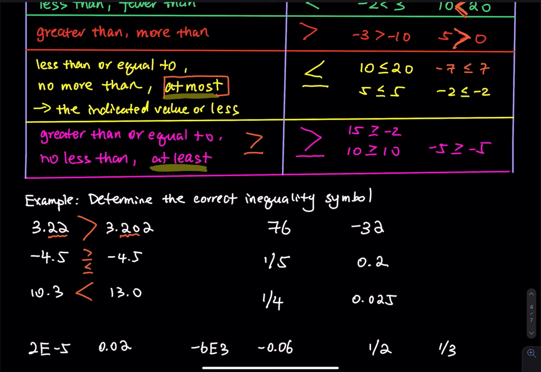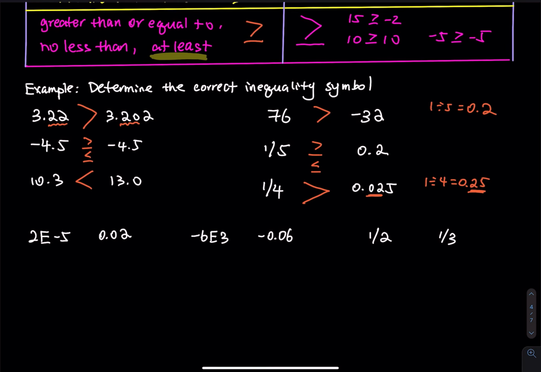And then the pairs on the right. 7 and 6, positive is always greater than negative. And then 1/5, what is 1/5? 1 divided by 5 is equal to 0.2. So they are equal. You can use greater than or equal to or less than or equal to. And then 1 divided by 4 is a quarter, right? 0.25. So 0.25 is greater than 0.2, so that's why the 1/4 is bigger.